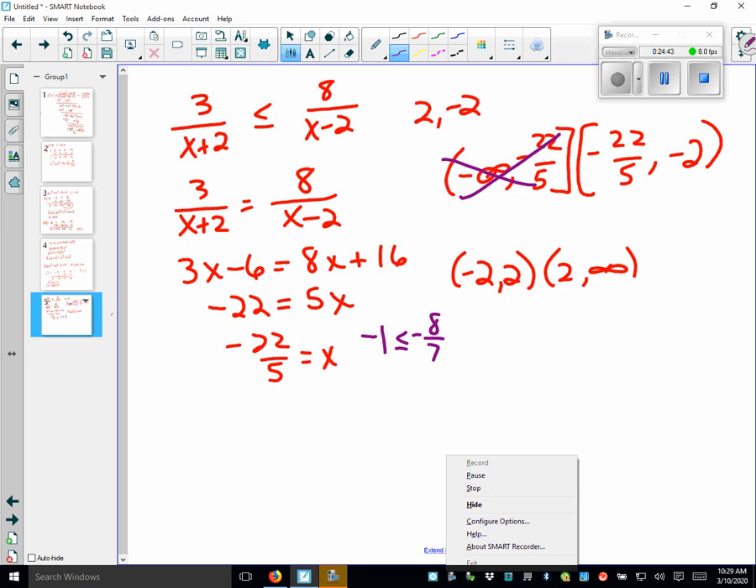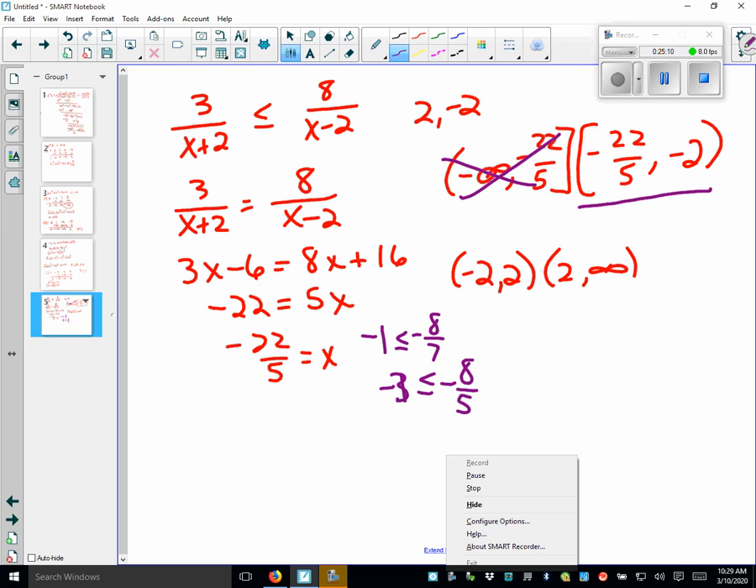What about the next one? Negative 1, no. Negative 3. Doesn't that give me negative 3 is less than or equal to negative 8/5? Is that true? Yes.